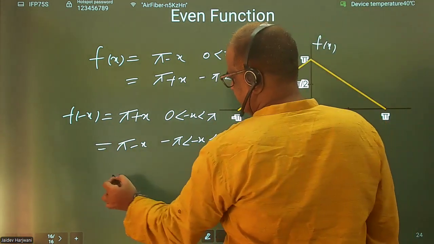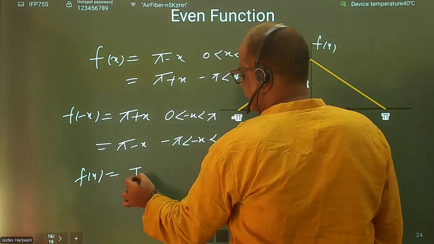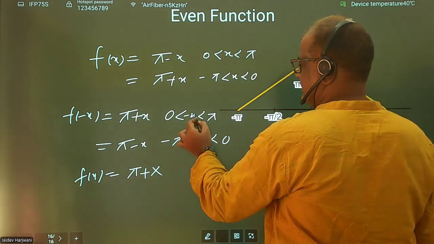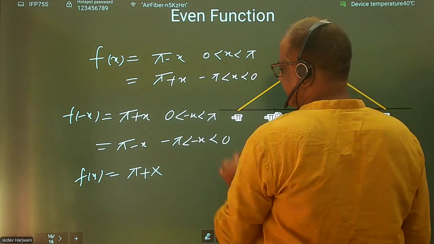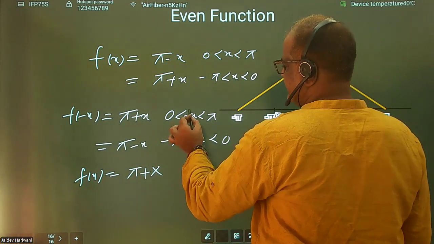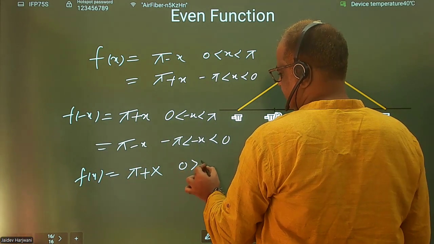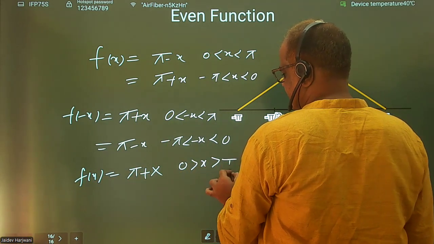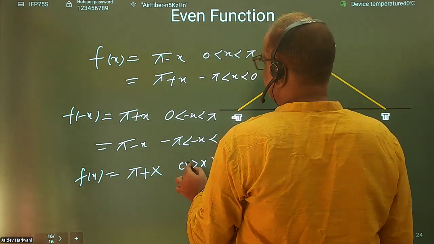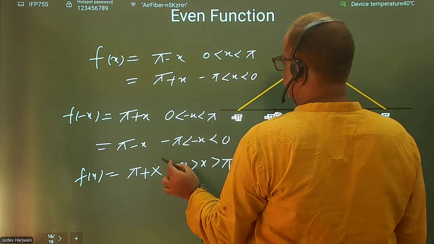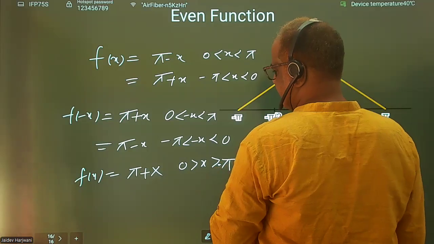Now again I'm writing f(x) = π + x. Now this is a minus, I want to make it x, so I have to multiply by minus 1. When you multiply by minus 1, the inequality sign will change, so this will become 0 < x < π. That means between 0 to π, the function is π + x.